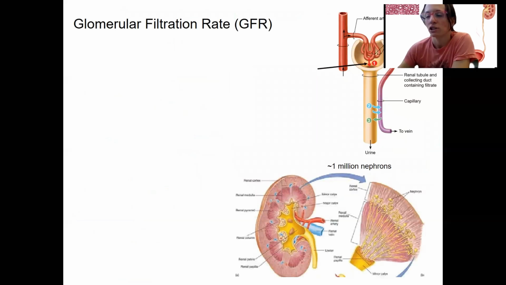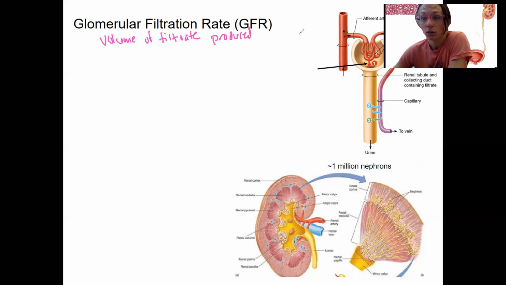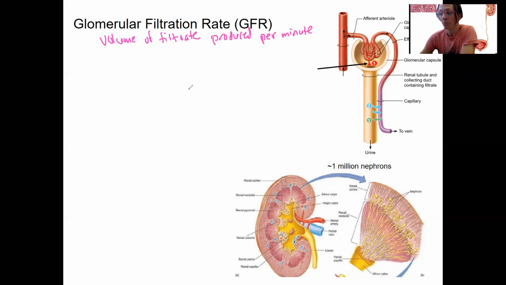So glomerular filtration rate, or GFR. This is the volume of filtrate that is produced, right, in this renal corpuscle, and then it's per minute. So glomerular filtration rate is based on net filtration, but summed in both kidneys in all the nephrons.